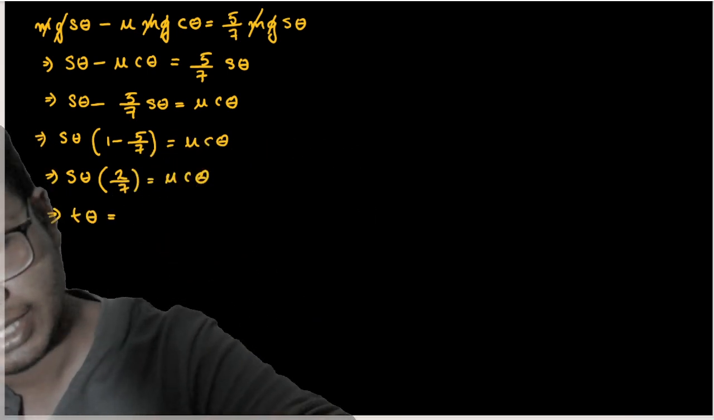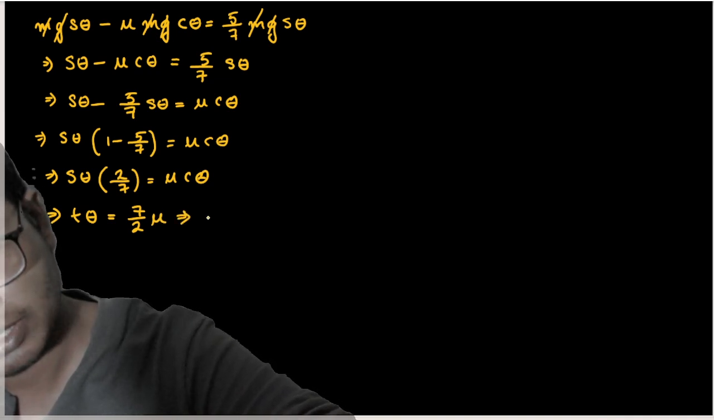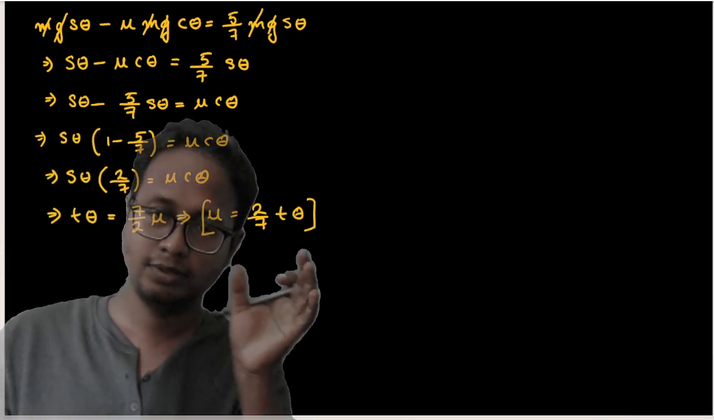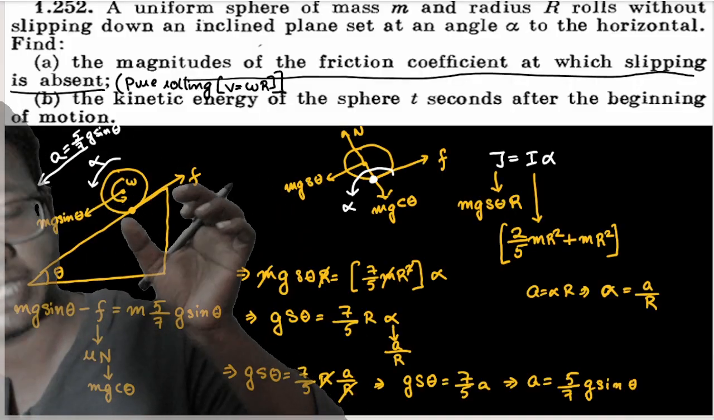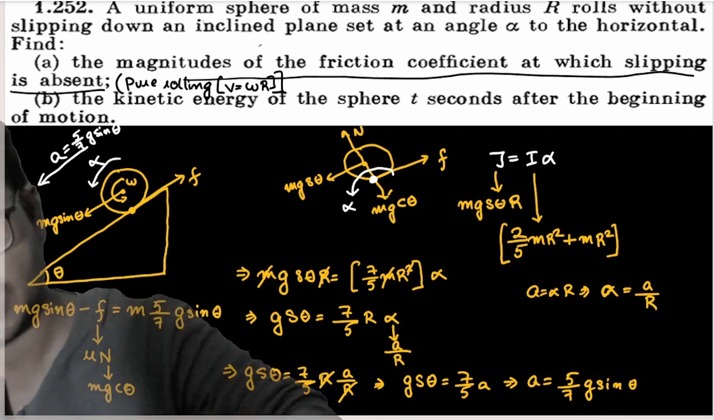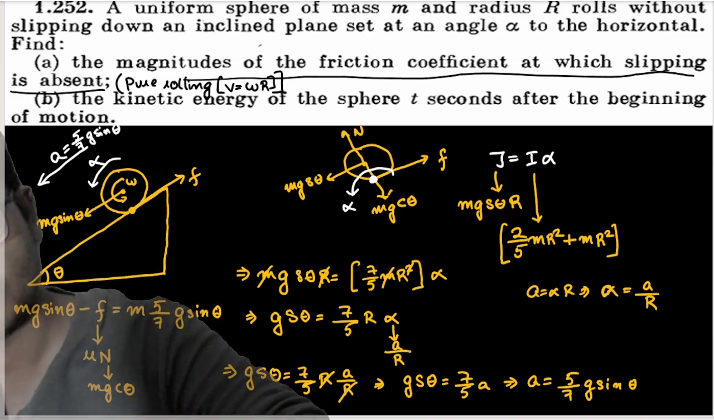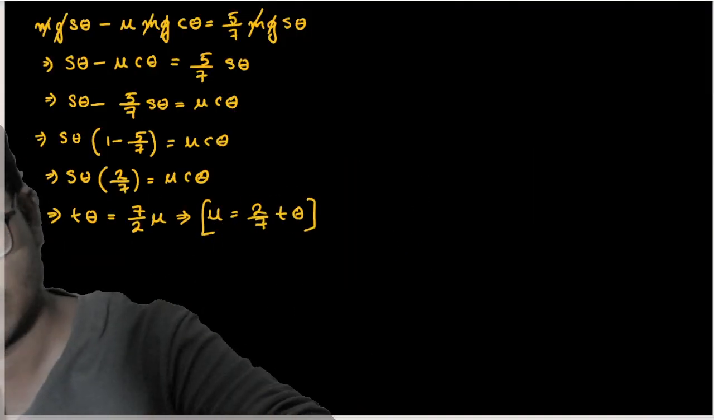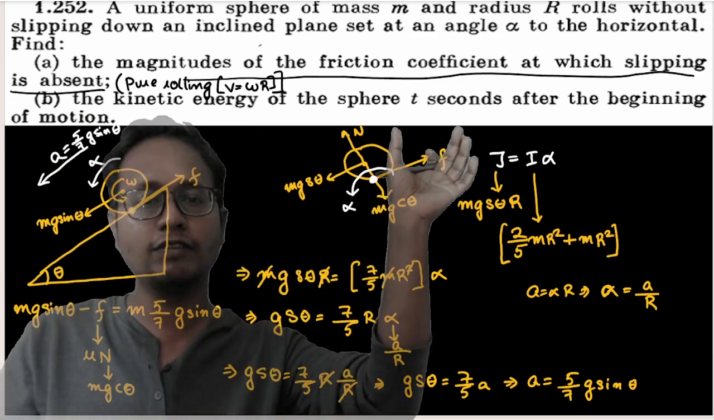I'm taking this 2 by 7 to the right hand side. So this is my answer: the coefficient of friction mu is nothing but 2 by 7 tan theta. At this coefficient of friction, if the actual surface has a friction coefficient higher than this value, then it would keep on rolling. If the actual coefficient of friction out here is lower than this value, it would start sliding.